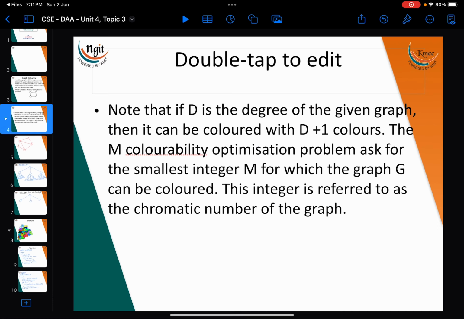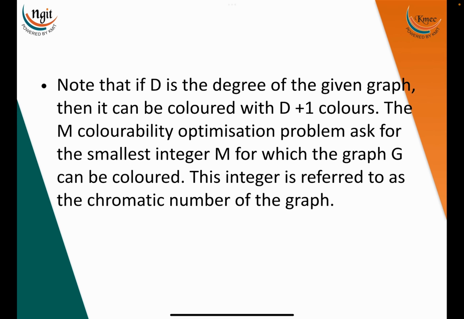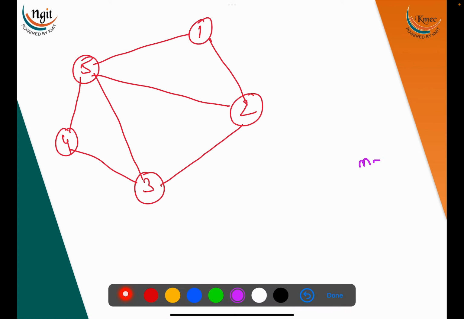If you have M nodes, then the M colorability decision problem will tell you M plus 1 colors is the maximum number of colors you can use. The minimum colors also you should have, right? The minimum is what? You cannot use 2 colors for these 5 vertices. You have to use only 3 colors. It is the minimum.